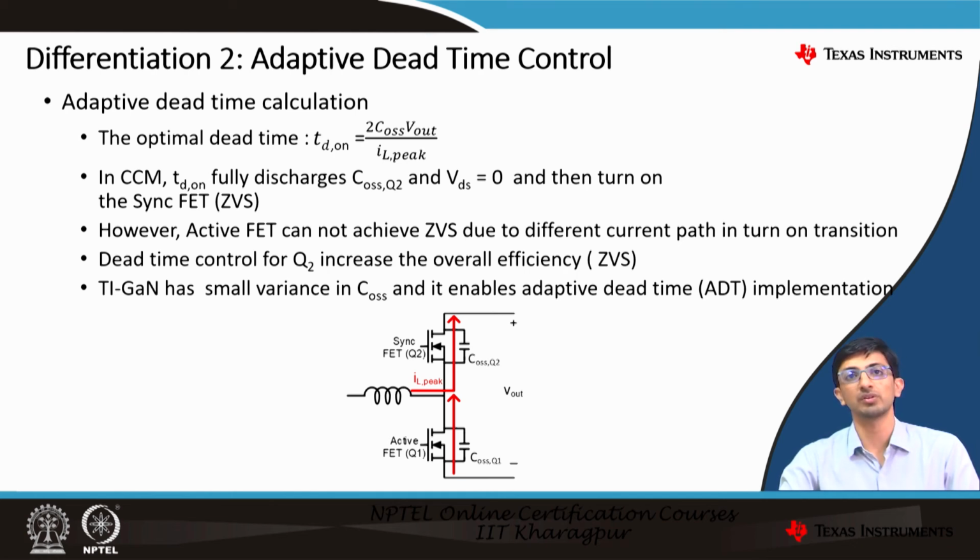Additionally, one question may arise: what about COSS? Is it always constant? Definitely there will be some variance, but TI GaN has very small variance in COSS compared to others, and that enables adaptive dead time control implementation. So this is the formula that will be used to calculate the optimal dead time.